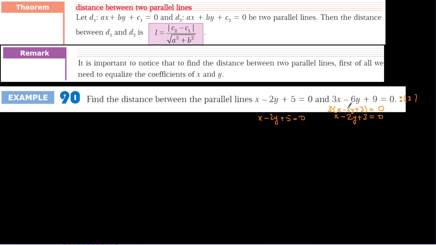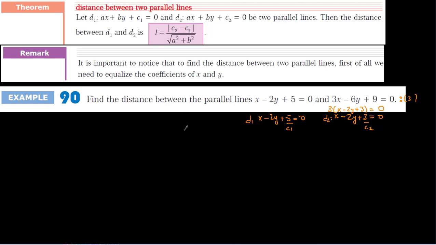When you multiply something by 0, it should give you 0, which means that this something, x minus 2y plus 3, is equal to 0. So this is the first line. This is D1, and this is D2. With respect to that one, this is C1, and this is C2.